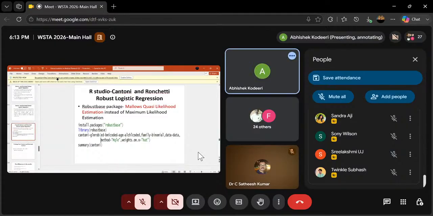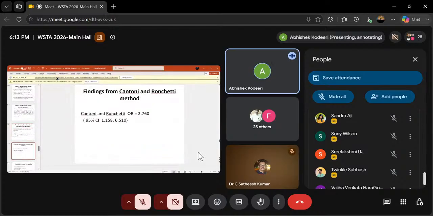We are not asking those who are shouting to get out of the hall. We are asking them to stay inside the hall, and only controlling their voice a little bit. This is exactly what is happening in the Mallows quasi-likelihood estimation compared to the maximum likelihood estimation.